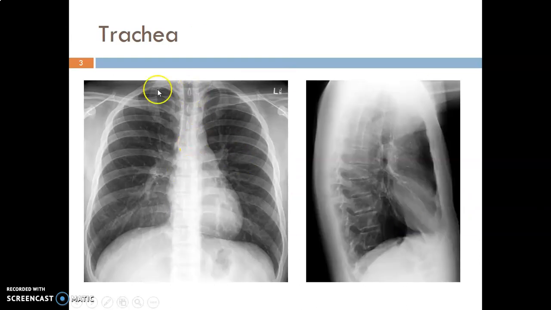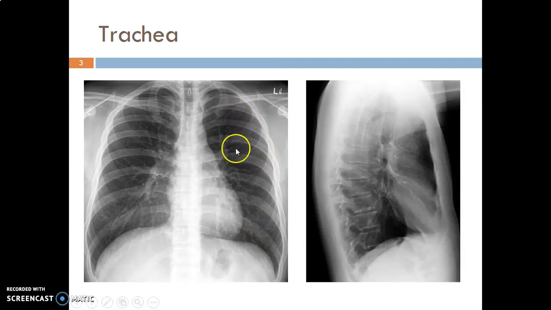So here is the trachea on chest X-ray. This is a posterior anterior chest X-ray, and this is a lateral chest X-ray. A posterior anterior chest X-ray is taken when the X-ray beam is passed from the back of the patient and the film is placed on the anterior chest. So the beam comes from posterior to anterior. That's why it's called posterior anterior chest X-ray. So these are the ribs. Bone contains calcium, so it looks white on X-ray, while air looks black on X-ray.